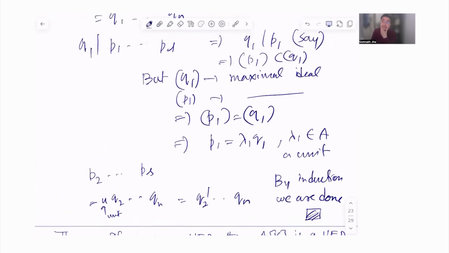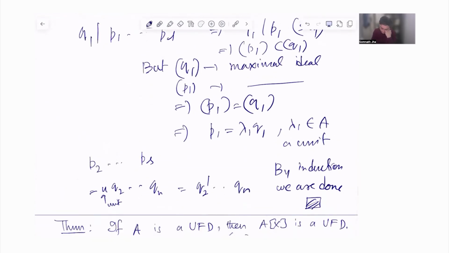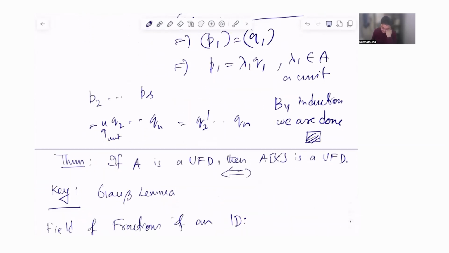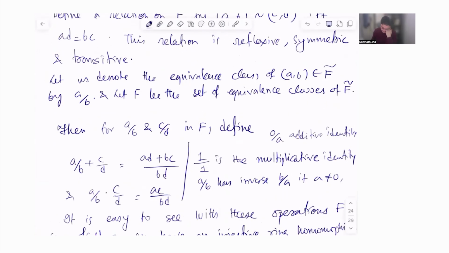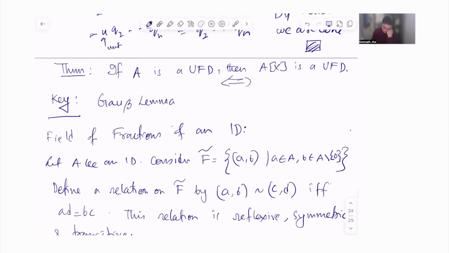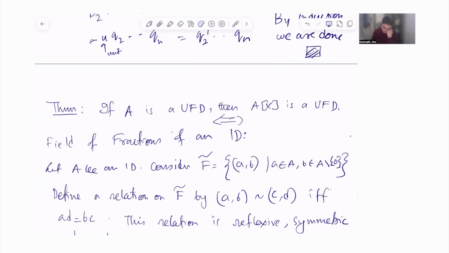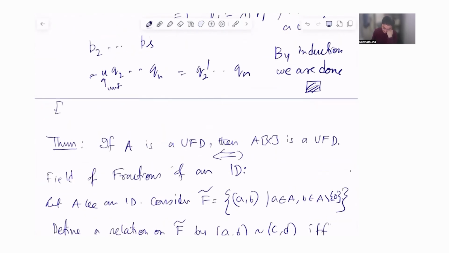So then this gives you a lot of examples, right? So you get a further example, that F[x] is a UFD for a field F.